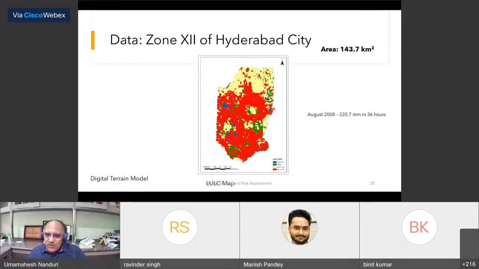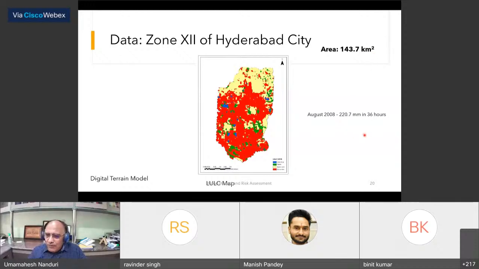And you also find that there are small water bodies spread over this. But again, if you look at the old land use patterns here, you find that many of these water bodies have been encroached upon. The areal extent of these water bodies decreased, and some of the water bodies completely disappeared. Okay, this is the land use pattern, and the area of this is 143.7 square kilometers.